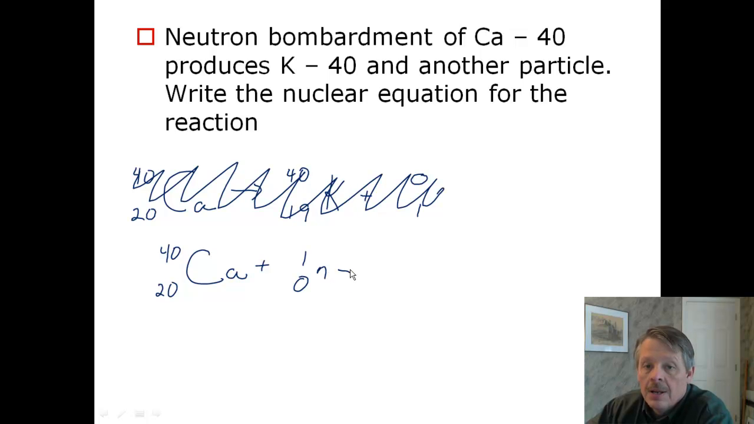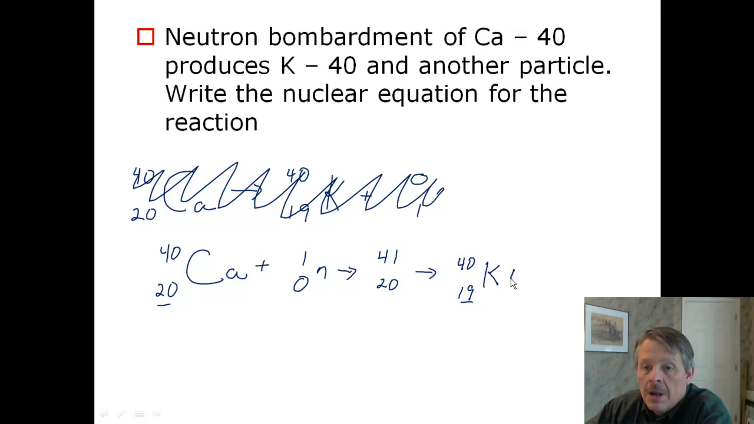Right? So this makes something. I have a total of 41 on top and 20 on the bottom. So my mass is a total of 41, and on the bottom, my number of protons is a total of 20. So if I look at what it's producing, potassium-40, which is there. Potassium is number 19 on the periodic table. Calcium is number 20.